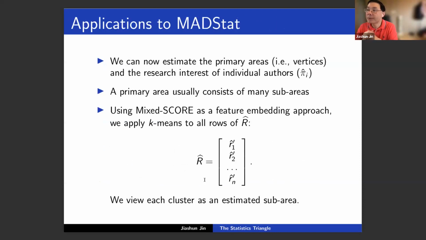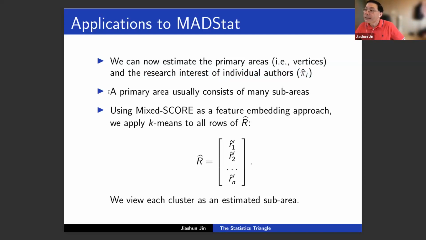Now we are going to discuss the application to the math stat data. There are two goals. One goal is we want to estimate the primary research areas. We can do that by estimating the vertices of the ideal simplex. And also we're going to estimate the research interest of individual authors, for example me or Jianqing Fan or Zhihua here. So these are two goals.